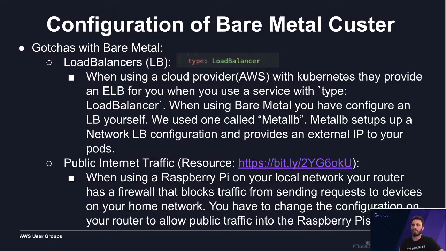And this is also what my second bullet is talking about. With using a load balancer, whenever you set that up with a cloud provider, it automatically deploys an elastic load balancer for you if you're using AWS. But whenever you're on bare metal, you don't have any of that support. So I used an open source load balancer called MetalLB, which sets up a network load balancer for you, and then provides external IPs for your pods, which is only external within your own local network, not external to the world. Point 2, the resource right here, would show you how to do that.